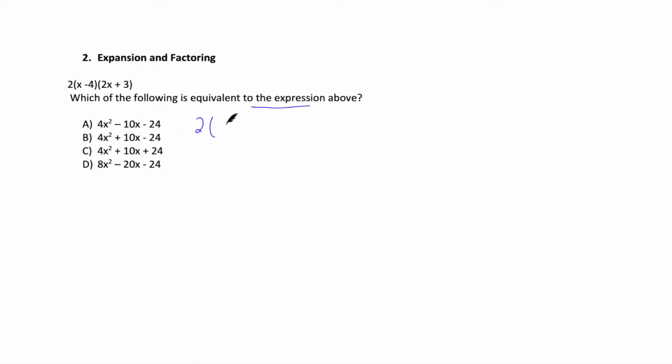I'll solve the bracket first, and I hope you know how to multiply these brackets. We have 2x squared plus 3x minus 8x and minus 12. We are left with 2 into 2x squared plus 3x minus 8x, which is minus 5x, minus 12. So lastly, 4x squared minus 10x and minus 24 is our answer. This is option choice A. That's it.